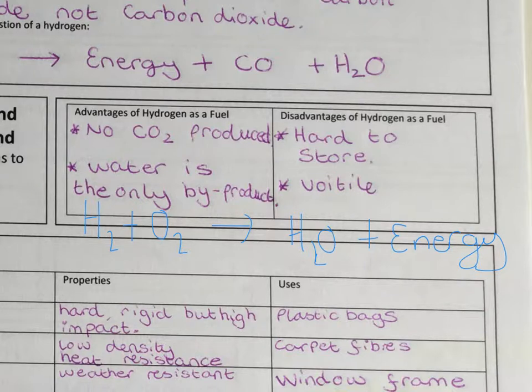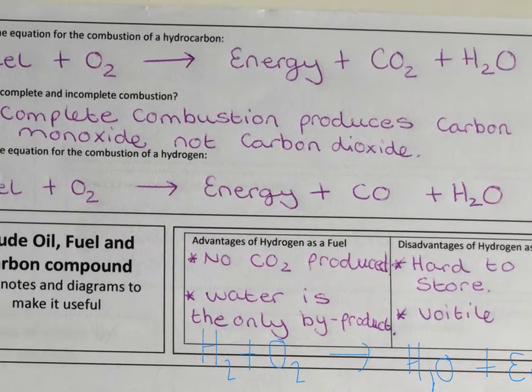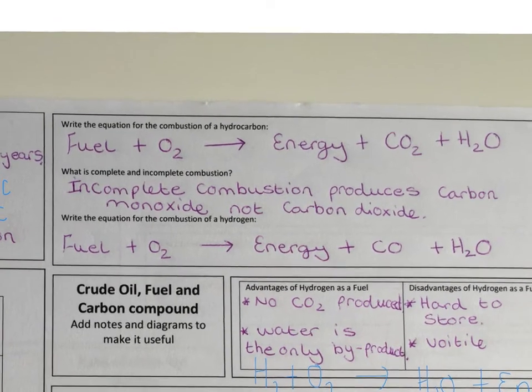The big problem with this is that hydrogen is quite volatile, so it's very hard to store. So if we wanted to transport it to a power station, we've got to think about that long term. That can work out quite expensive. So it's very hard to store. It's very volatile.